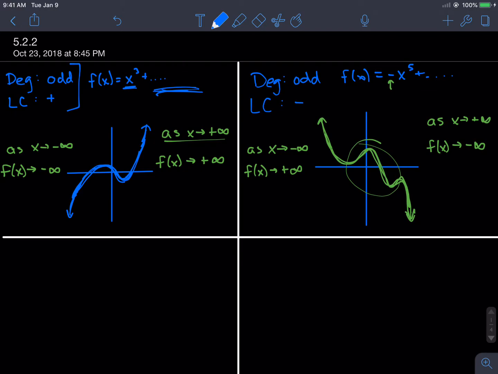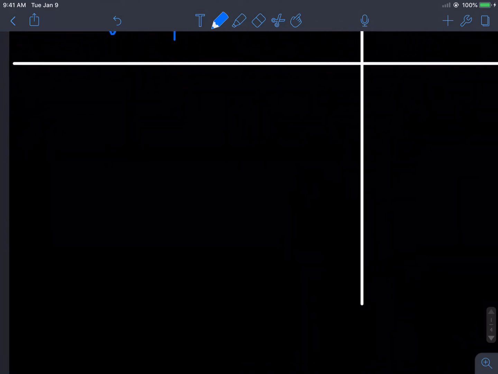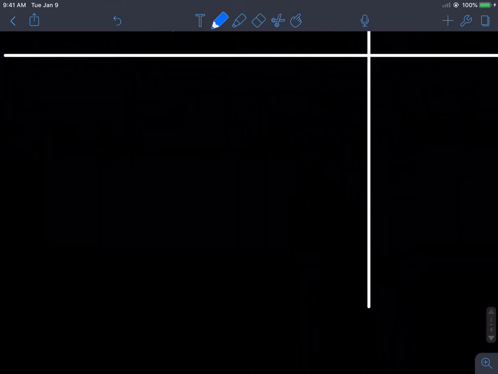So that does it for odd. Those are the two cases if we have odd powers, odd degrees. So let's consider then, what if our degree is an even power? So our degree is even, and let's say we have a leading coefficient that is positive.